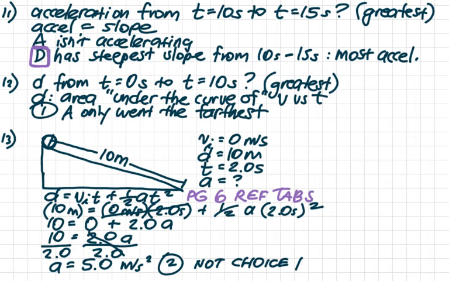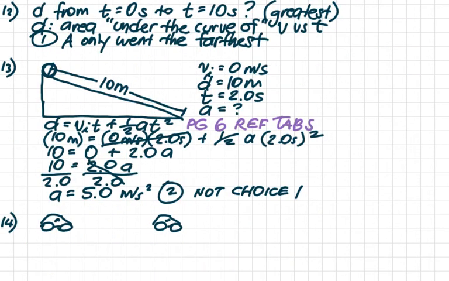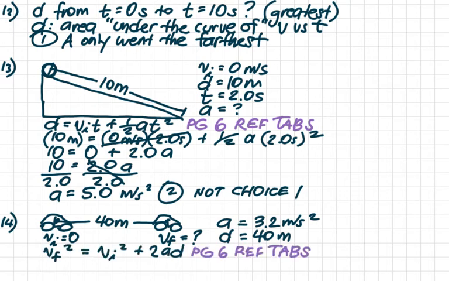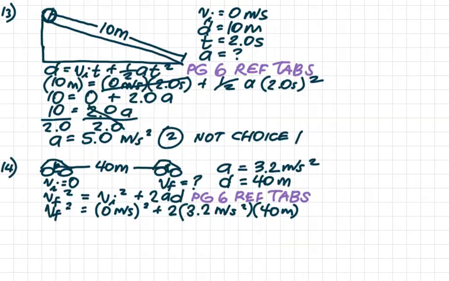Next. Okay, so in 14, we have a car, and it's accelerating from rest at 3.2 meters per second squared. Find the speed after it's traveled 40 meters. All right, so gone 40 meters, starts from rest. We want to know V final. We don't have the time. We don't need the time. We got Vf squared is Vi squared plus 2AD right from page 6 of the reference tables. Let's go. Substitute with units.